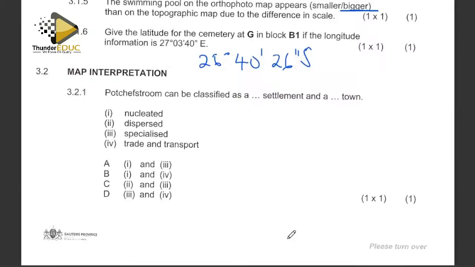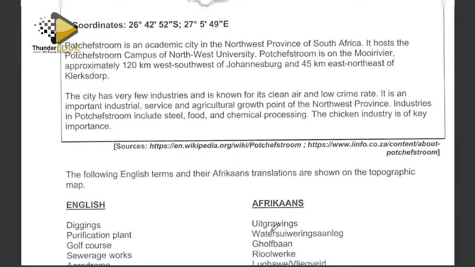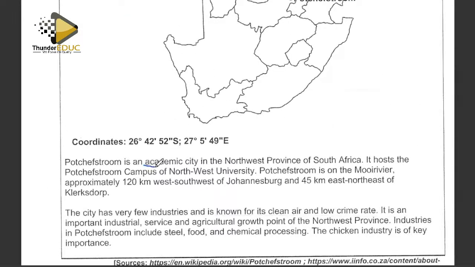Potchefstroom can be classified as a Dutch settlement and a Dutch town. We are told on the map information here. Potchefstroom is an academic city.